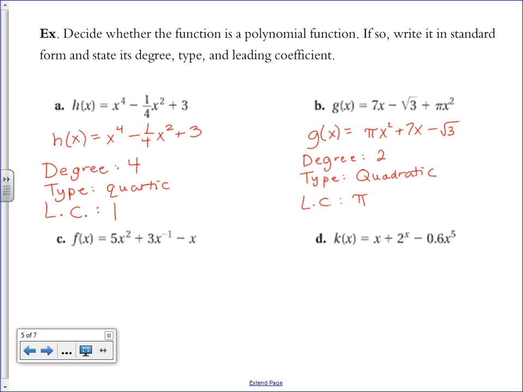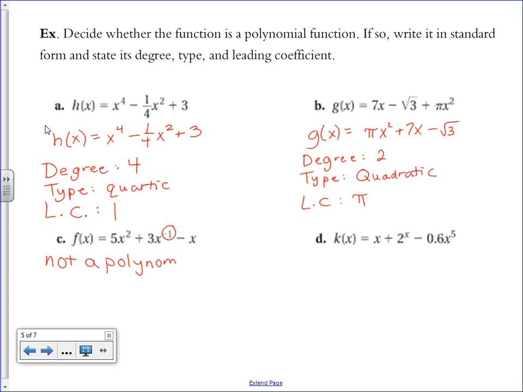In example C here, we're checking to see if all of our exponents are whole numbers. We have -1 as one of our exponents. Because it is negative, this does not count as a polynomial. We cannot have negative exponents. So we're going to say not a polynomial, and we don't need to move on and answer any of the other questions.